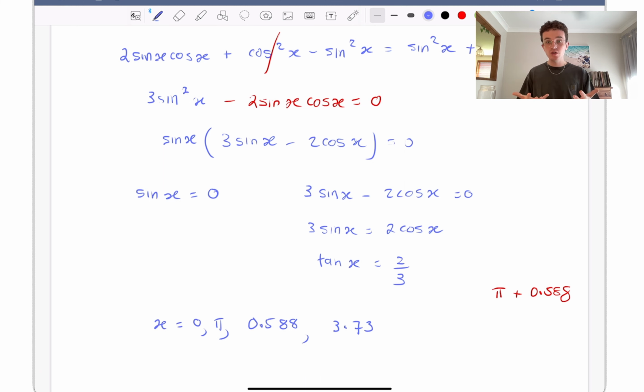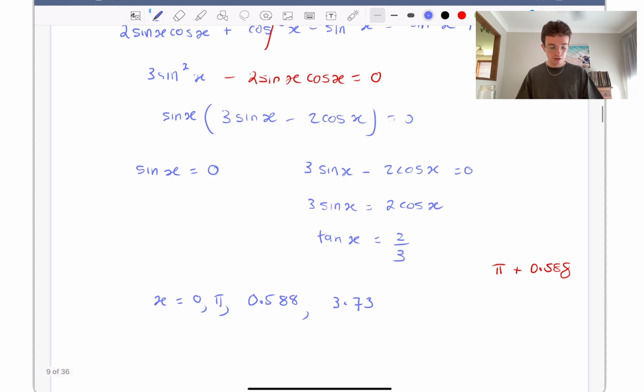So when we're solving these trig equations, don't be fooled, they're not always going to be exact answers. Sometimes they are, but we can see here we've got two kind of like normal answers and then two decimals.